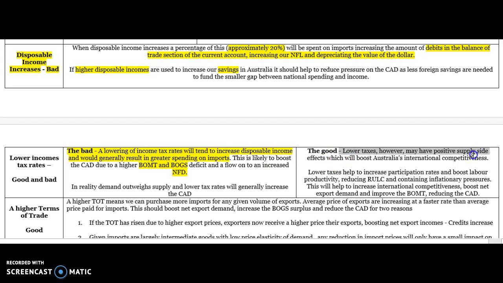Lower taxes have supply side benefits in that more people are likely to join the workforce. That helps to increase competition for jobs, which helps to reduce labour costs because there's increased participation, there's more competition for jobs. Production costs go down, and that helps to contain inflationary pressures, which helps to boost demand for our exports. So there's a negative demand side impact because people have got more money to spend on imports, but a positive supply side impact in the fact that there's more people in the labour force, which helps reduce production costs, increase competition for jobs, and therefore keep jobs in Australia and keep prices down, increasing our international competitiveness.